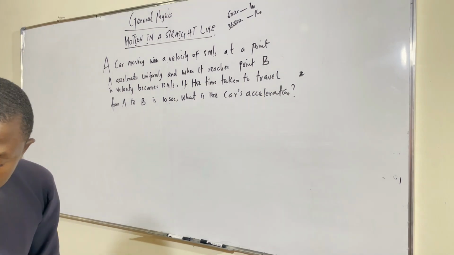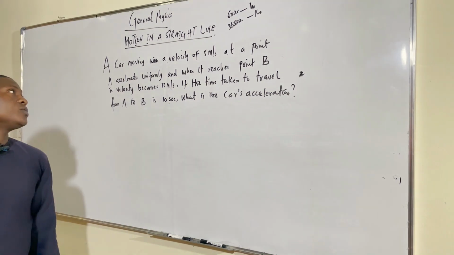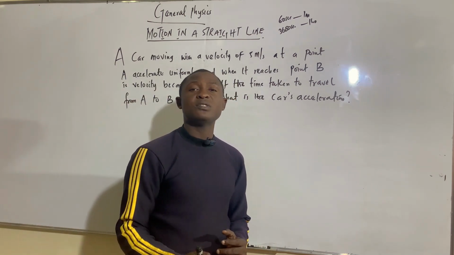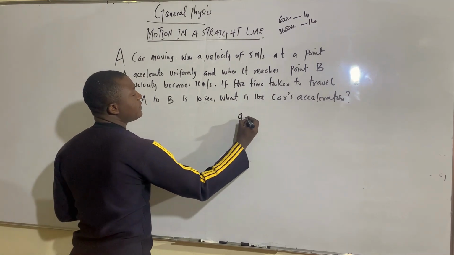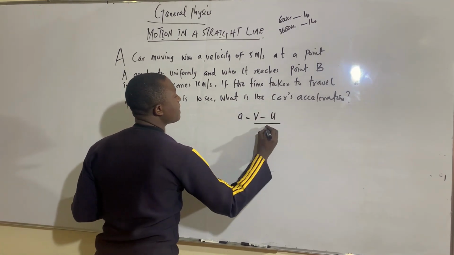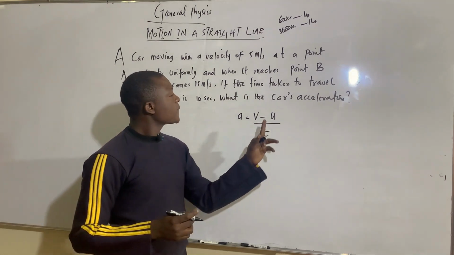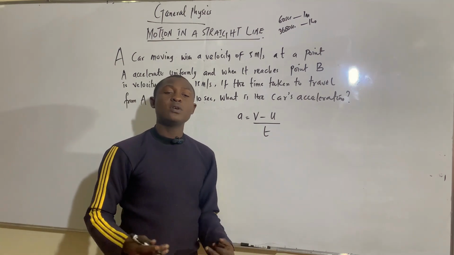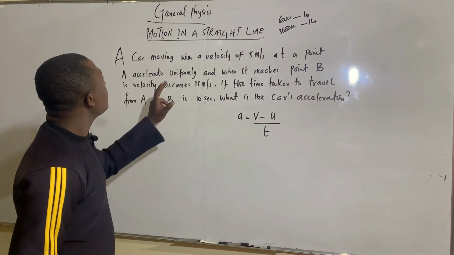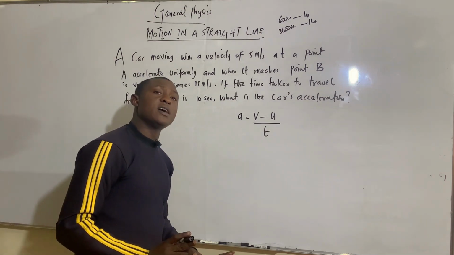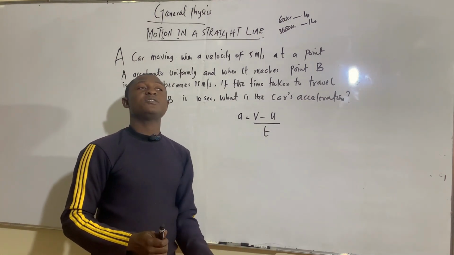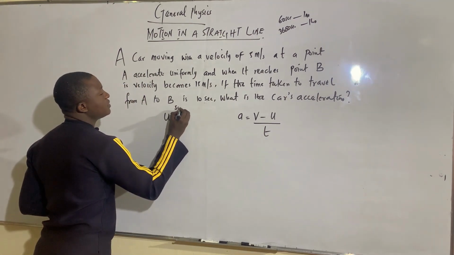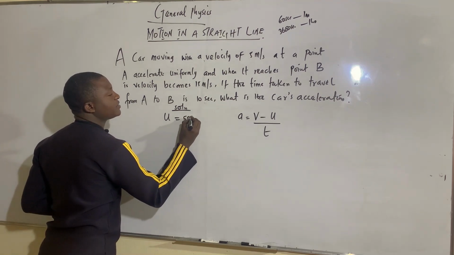They said a car moving with a velocity of... Recall from the definition of acceleration, that acceleration is nothing but change in velocity over time. So if I want to find the acceleration, I need 3 values: the final velocity, the initial velocity, and the time taken by the object to travel from one point to another. A car moving with a velocity of 5 meters per second. How will I go about that? That's the first velocity, which is the initial velocity. So we are given u to be 5 meters per second.